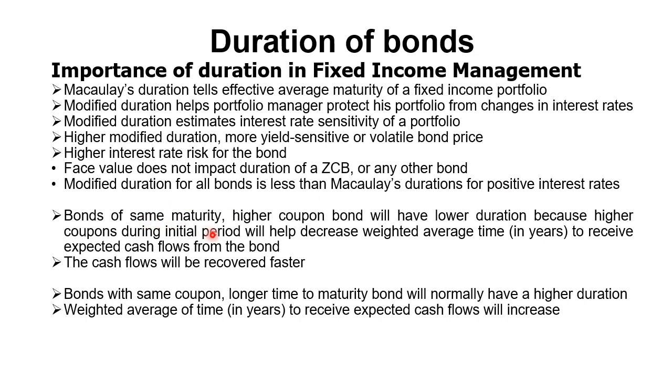For bonds of same maturity, a bond with a higher coupon rate will have a lower duration because the higher coupon payments during the initial period will help decrease the weighted average time in years to receive the expected cash flows from a bond. The cash flows will be recovered faster. For bonds with the same coupon, a bond with the higher time to maturity will normally have a higher duration. This is obvious as the weighted average of time in years to receive the expected cash flows from a bond will increase as there will be more coupon payments.